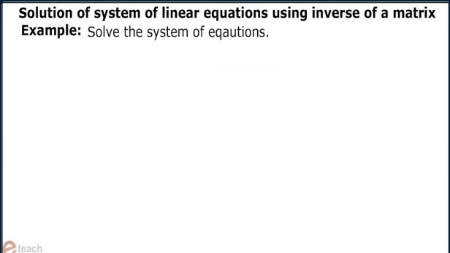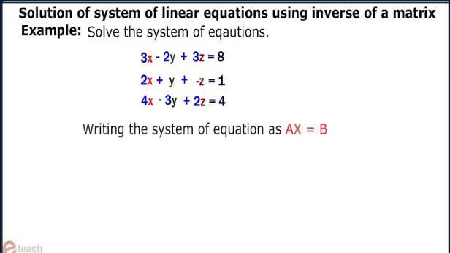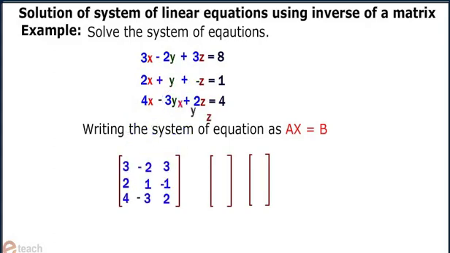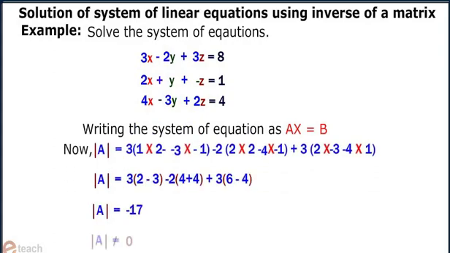Let us have an example. Solve the system of equations 3x minus 2y plus 3z is equal to 8, 2x plus y minus z is equal to 1, 4x minus 3y plus 2z is equal to 4. Let us have the solution. Writing the system of equations as AX is equal to B, and then finding the determinant of A is equal to minus 17, since determinant of A is not equal to 0, thus A inverse exists.